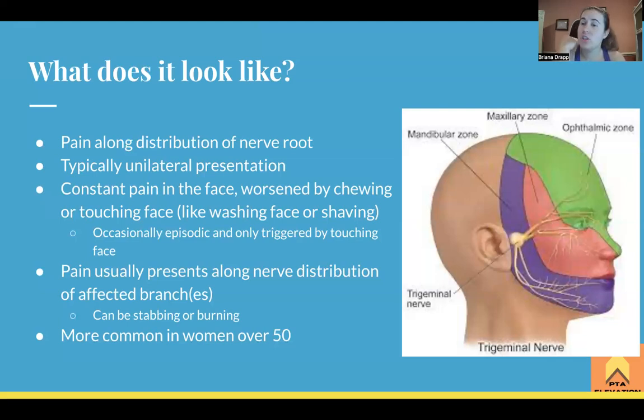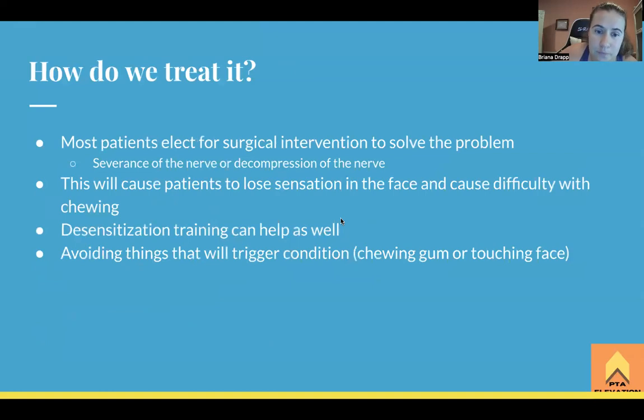This is random, but just throwing it out there that the patient on the boards might be a 60-year-old woman presenting with this. So how are we treating it? It's going to be mostly done by surgical intervention. So again, they'll have a neurovascular surgeon go in there and either sever the nerve, so cut it just to get rid of all the problems, which would cause patients to lose sensation to the face and then cause difficulty chewing.